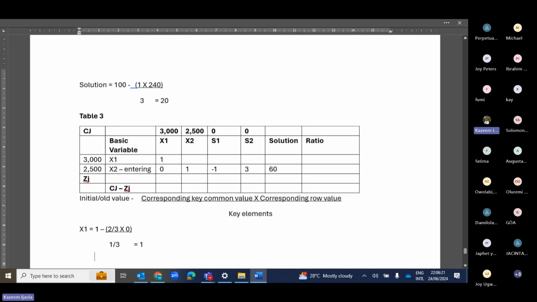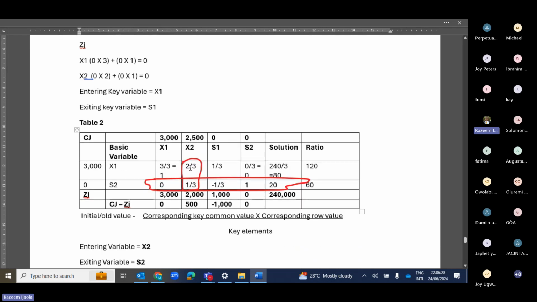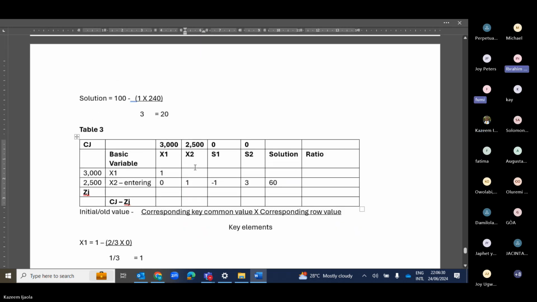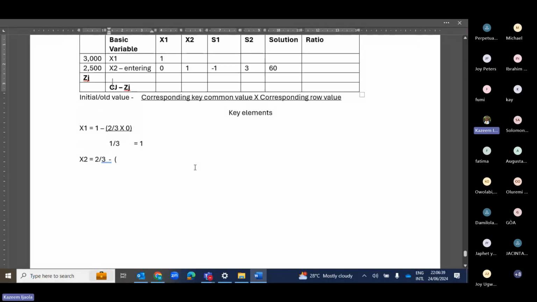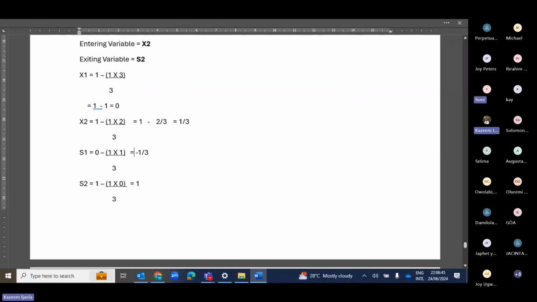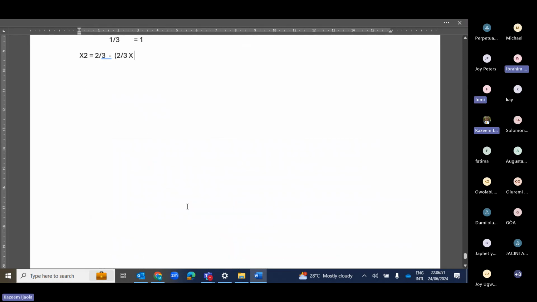Now let's move on to the next one, x2. What is our initial value for x2? It is 2/3. So 2/3 minus, the key 2/3 is constant for all of them, so don't even waste your time, 2/3 multiplied by your corresponding row value. That's 1/3. The corresponding row value is 1/3, divided by your key element, which is also 1/3. So what is the answer here mathematically? Can somebody solve this for us?